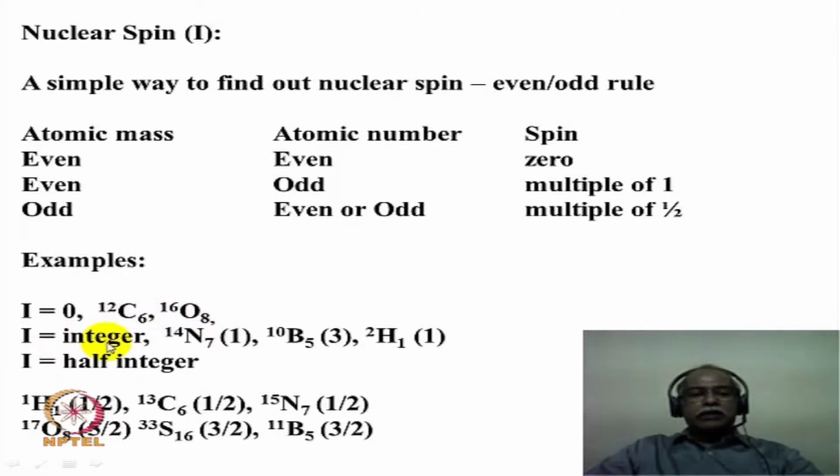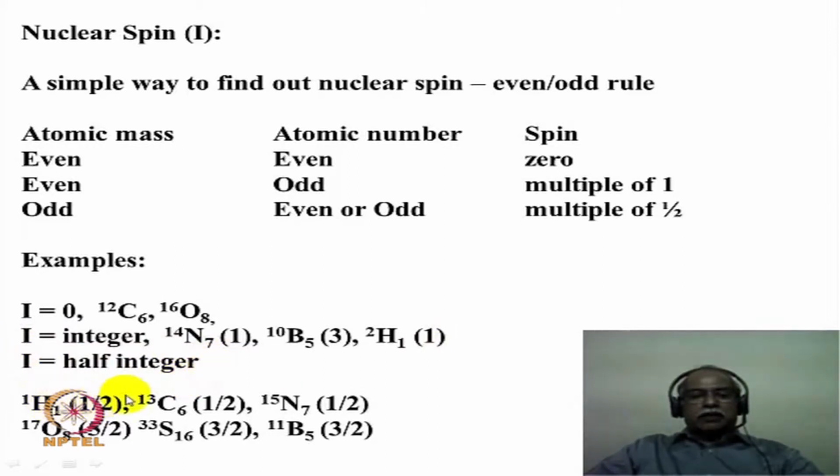When I is equal to an integer, the examples are nitrogen 14, which has a spin of 1, boron 10, which has a spin of 3, and deuterium, which has a spin of 1. The half integer nuclei are very useful nuclei, and this is what we would be considering for the rest of the lecture in this particular course.